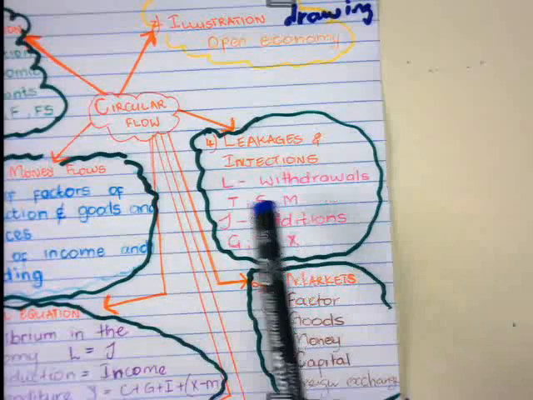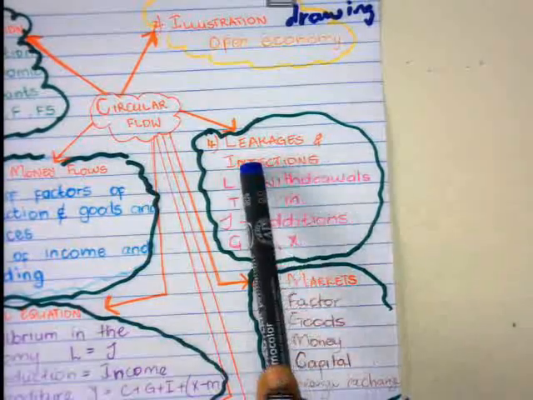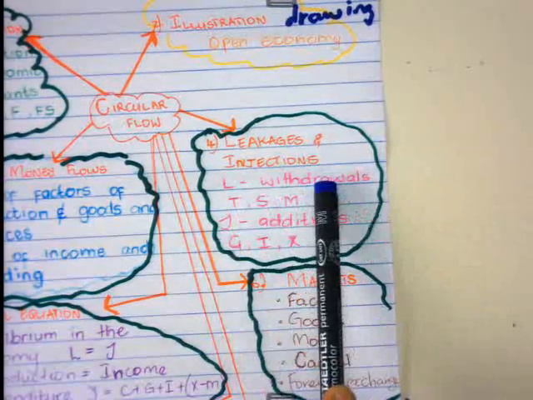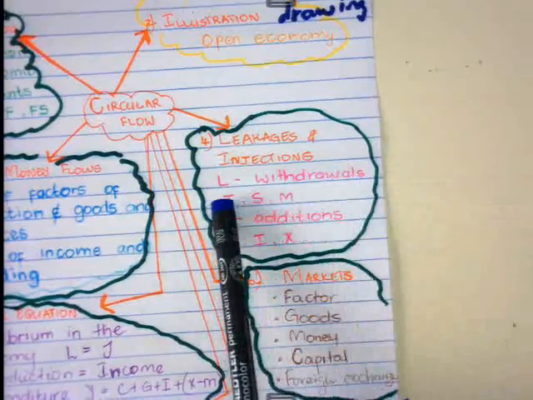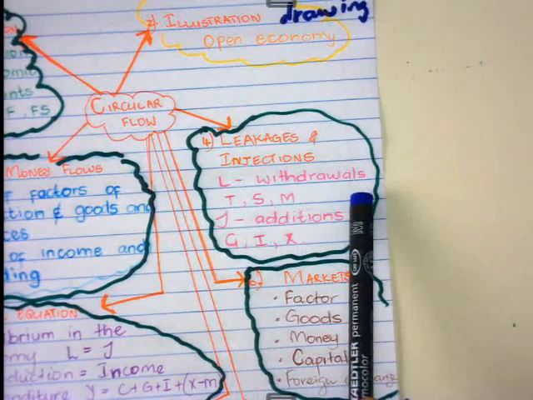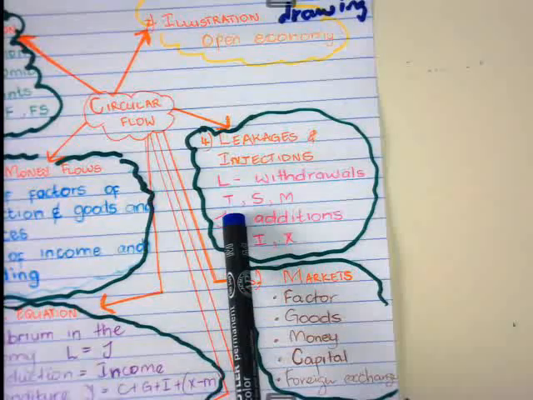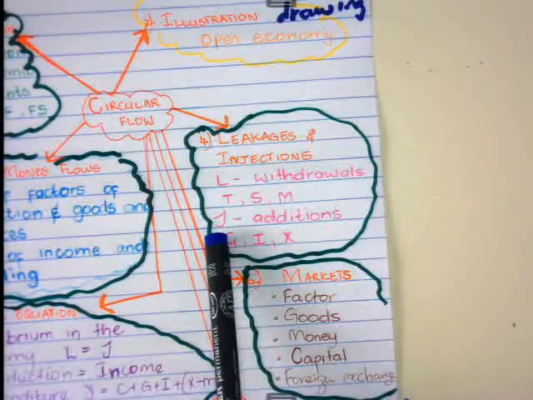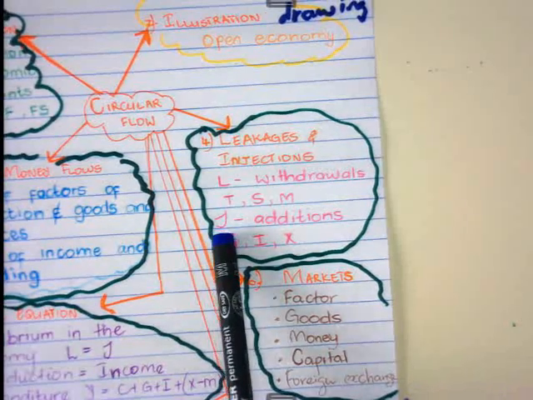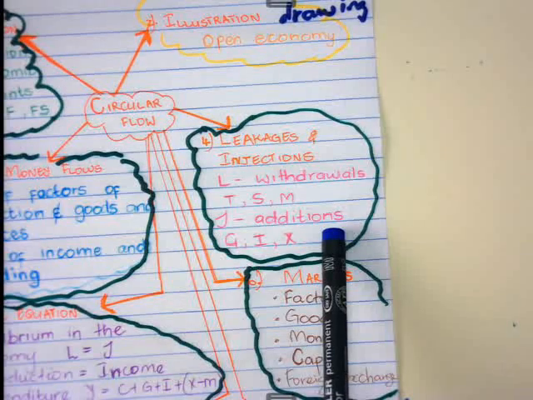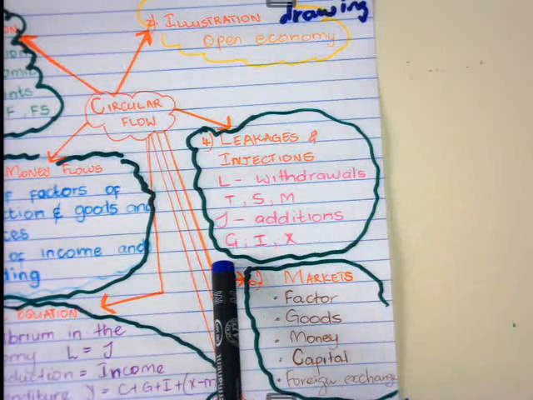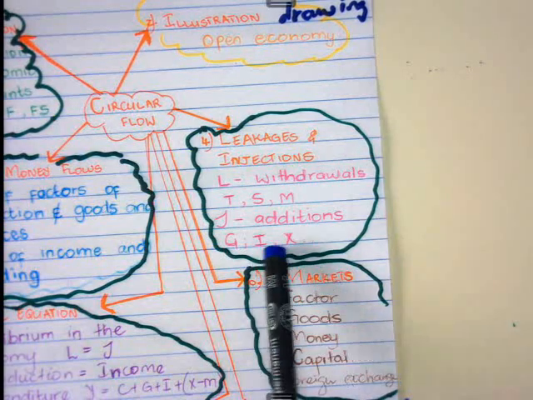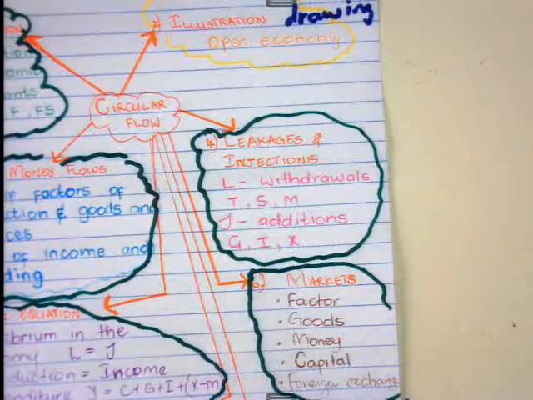Another subtopic linked to the circular flow is that we should be able to identify the leakages and the injections in the circular flow. Leakages are the withdrawals. And what are the withdrawals? They are tax, savings, as well as imports. Injections, indicated by capital letter J, are the additions into the economy, and these additions are brought by government spending, investment spending, as well as exports.